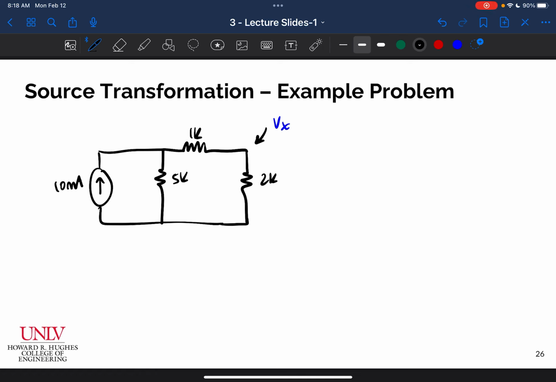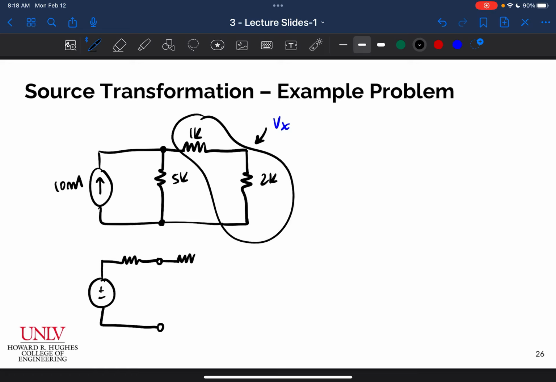Well, this wouldn't be super trivial with previous methods. We'd have to combine these two resistors in series. Then we'd have to use a current divider. And then once we get our current divider, we would have to come back and pull them out of series to determine Vx. Well, with source transformation, we can just take this piece of the circuit, my current source in parallel with my resistor, and replace it with an equivalent voltage source in series with a resistor. And then the rest of the circuitry can just get connected to my equivalent. And now solving for Vx is trivial.